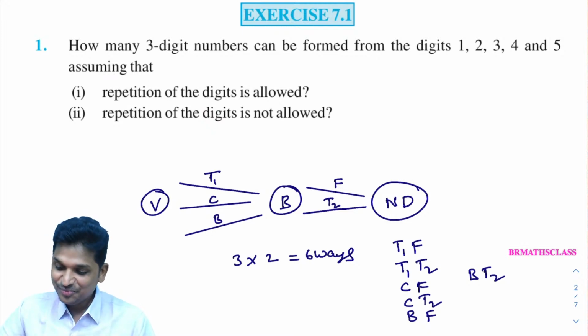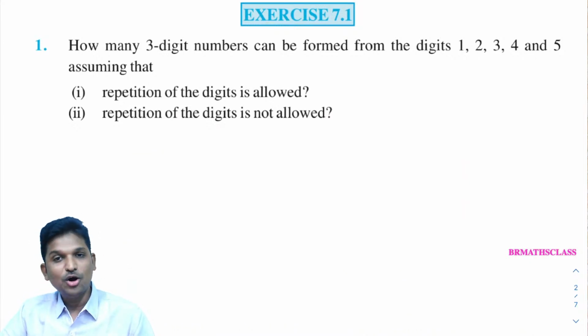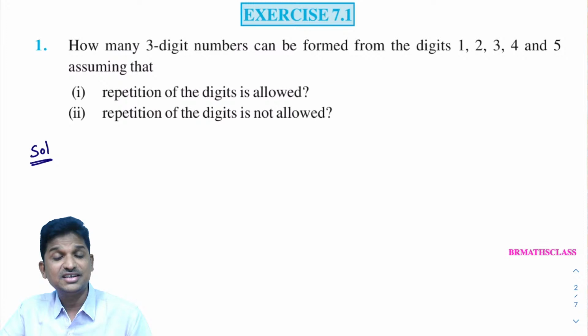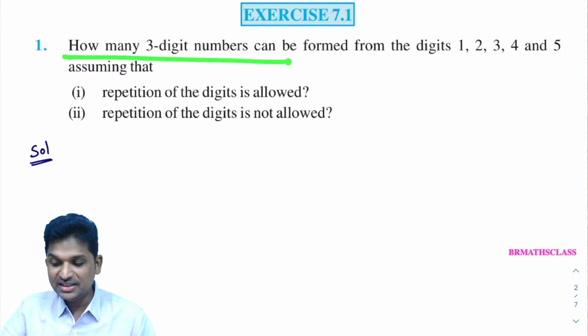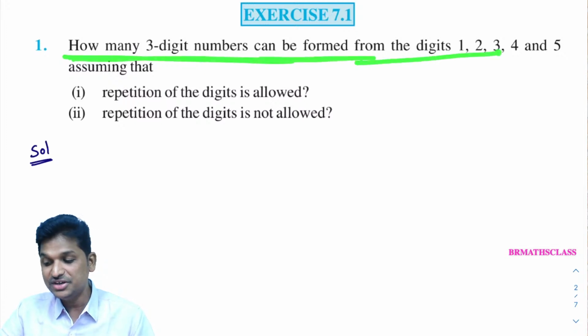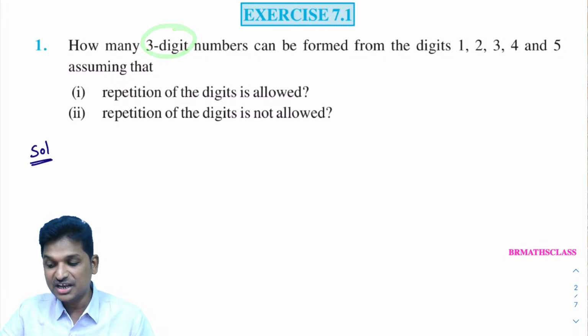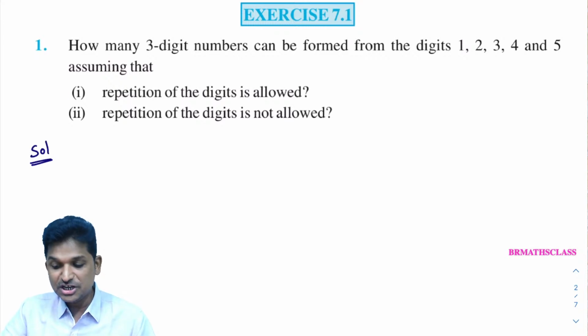Now, all the problems in this exercise we are going to do with the help of the fundamental principle of multiplication. You see this first question in exercise number 7.1, NCERT textbook class 11. The question is like this. How many 3-digit numbers can be formed using the digits 1, 2, 3, 4, 5, assuming that repetition of digits is allowed?